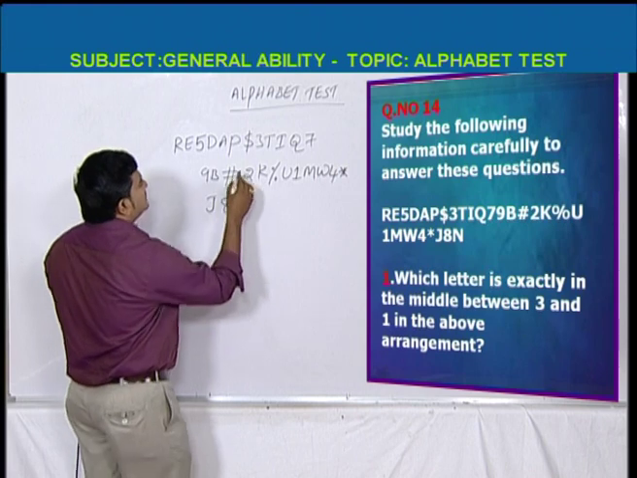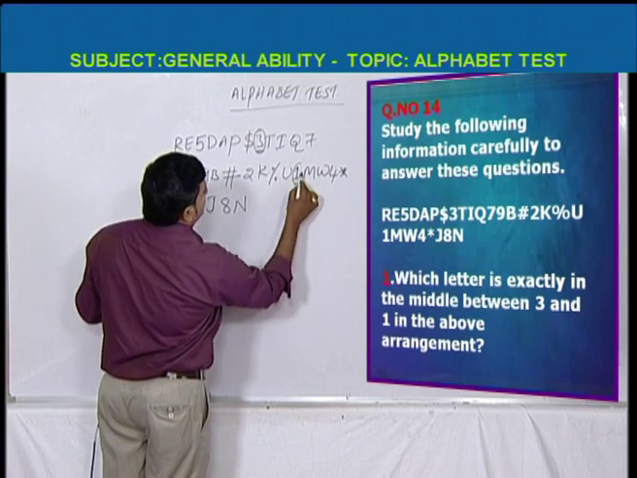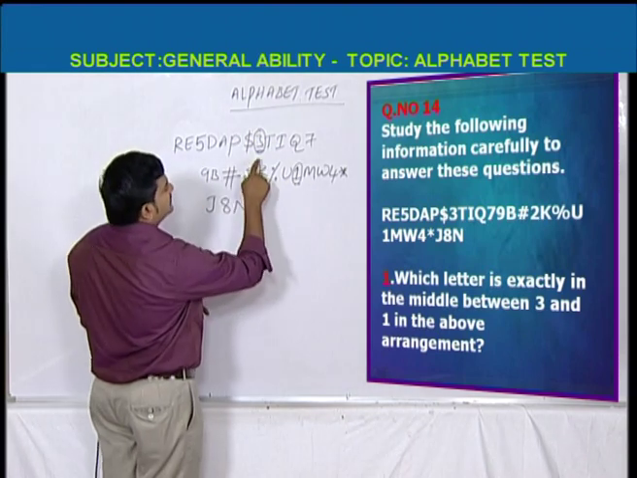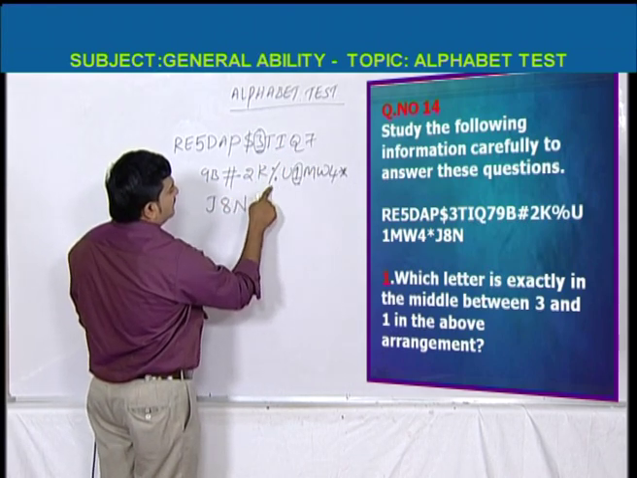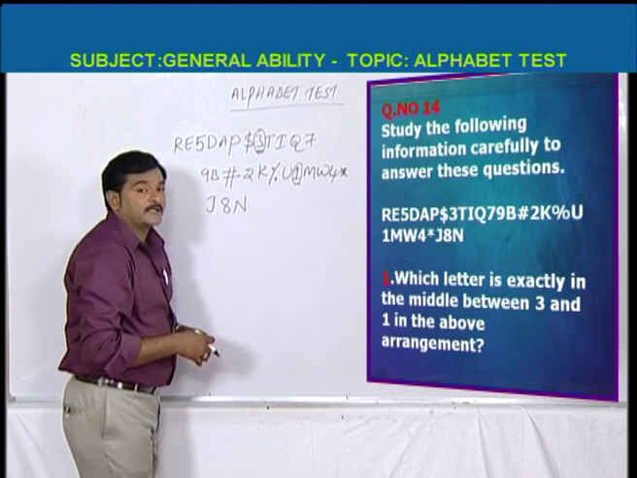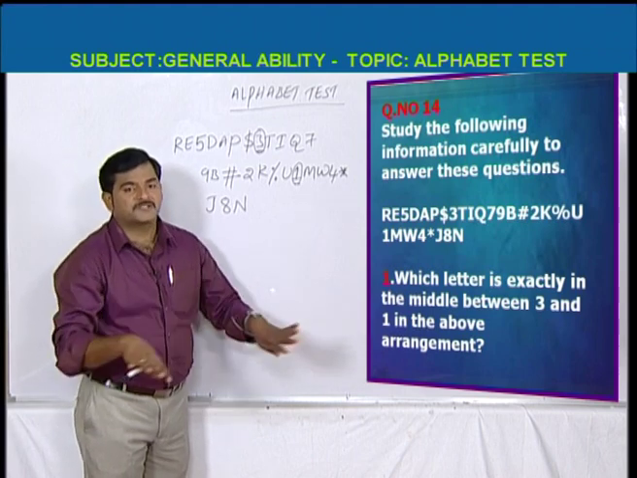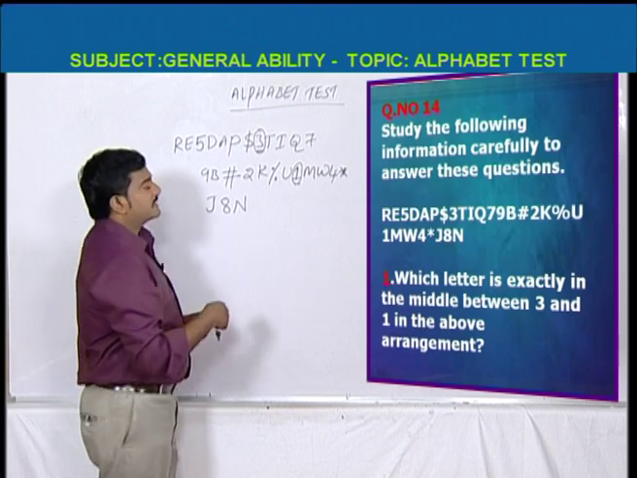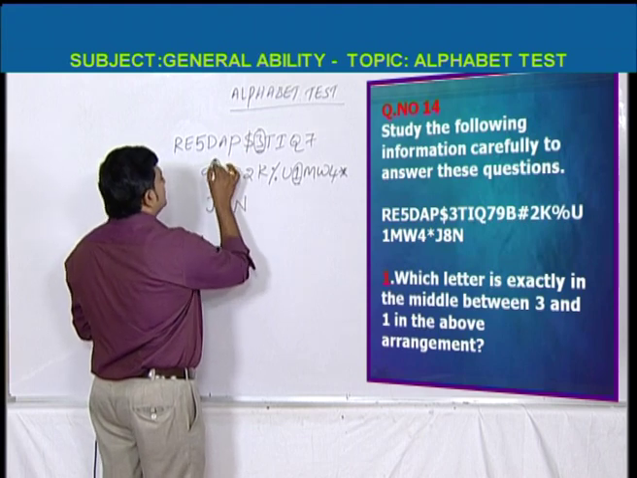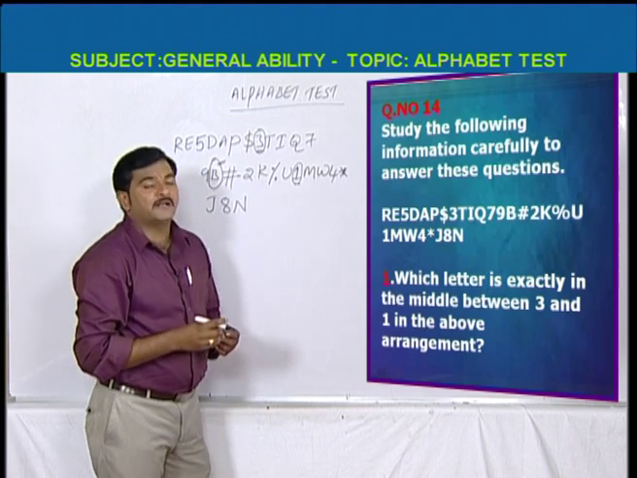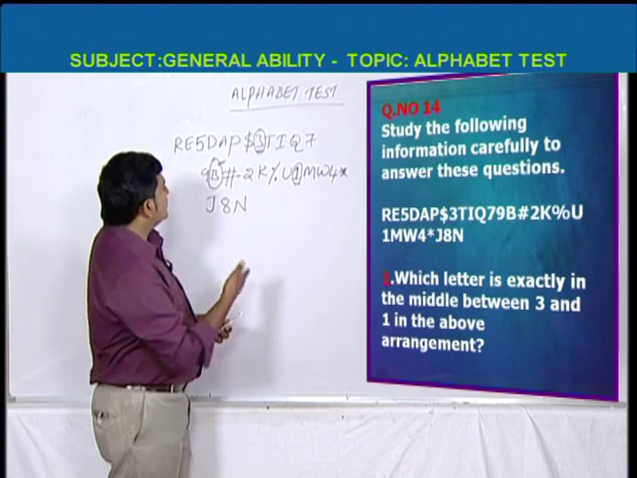Here 3 is there, and here 1 is there. We have to count all the letters between them: 1, 2, 3, 4, 5, 6, 7, 8, 9, 10, 11, 12, 13. I am getting a total of 13 letters from 3 to 1. 13 means remove 6 from this side and 6 from this side, so the 7th letter will be exactly the middle letter: 1, 2, 3, 4, 5, 6, 7. Therefore, this 7th letter B is the exactly middle letter between 3 and 1. So the answer for the first question is B.